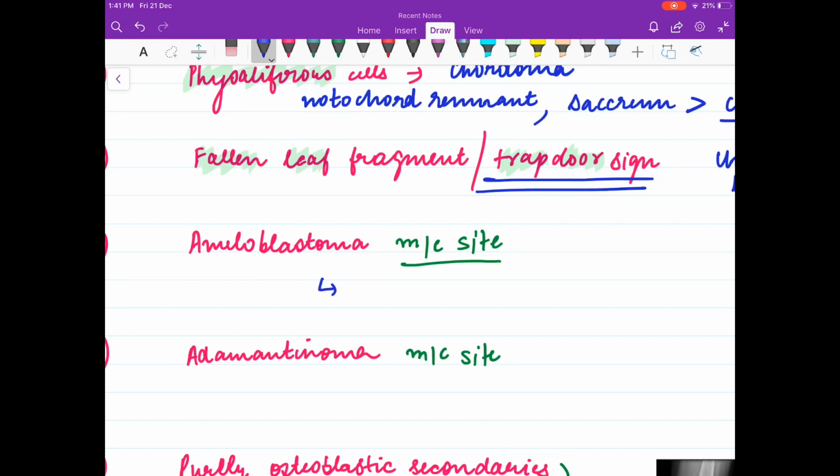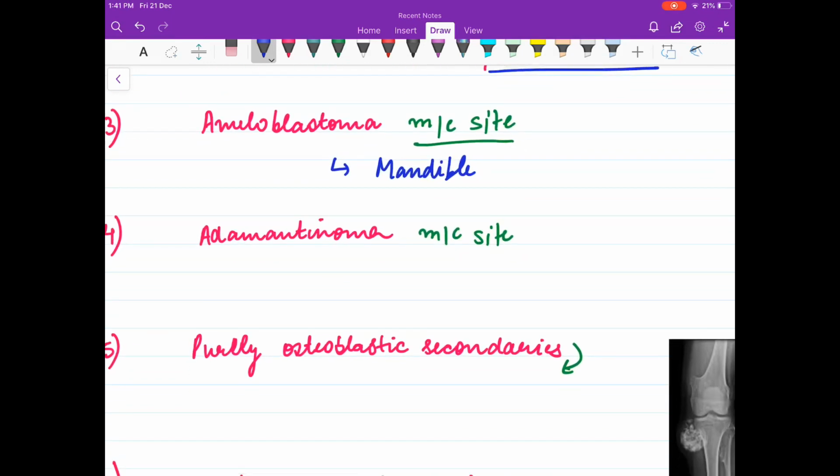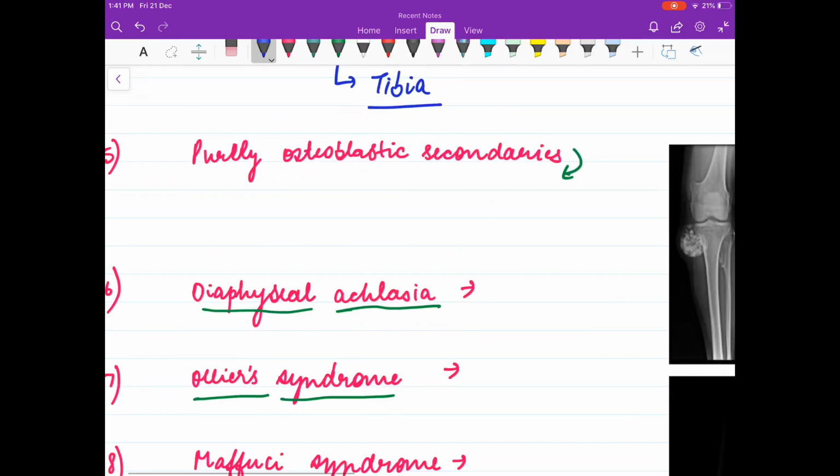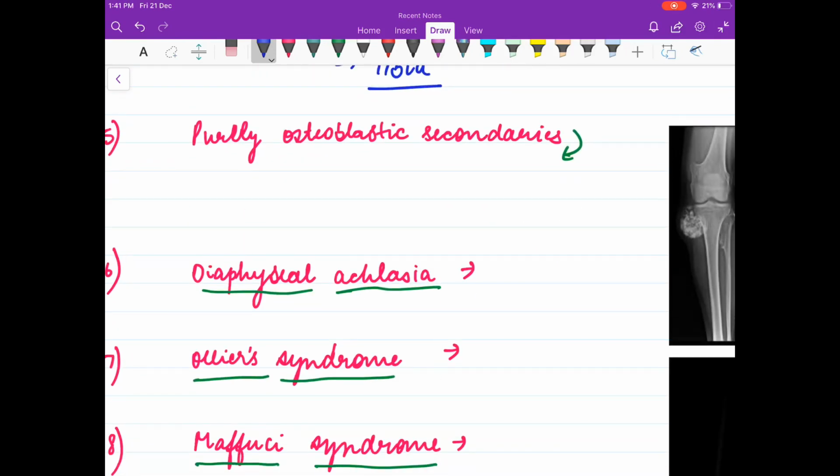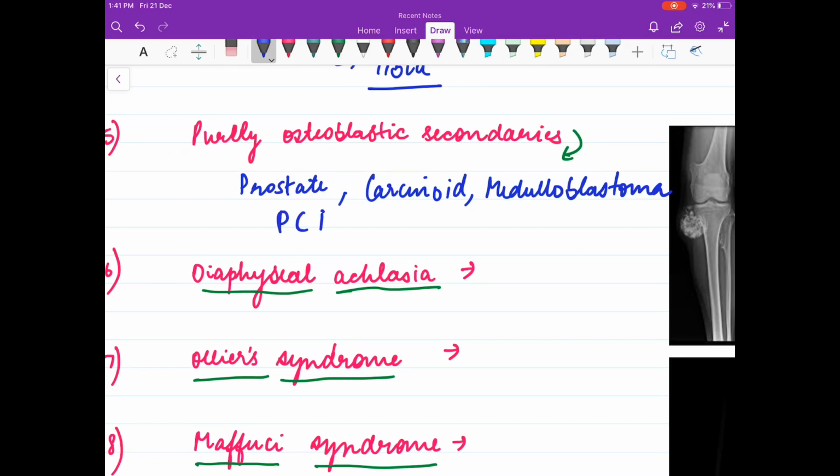Ameloblastoma, most common site is mandible. Adamantinoma, most common site is tibia. Purely osteoblastic secondaries are from prostate, carcinoid, and medulloblastoma. You can remember it with the mnemonic PCM.